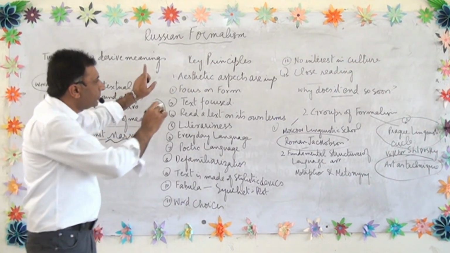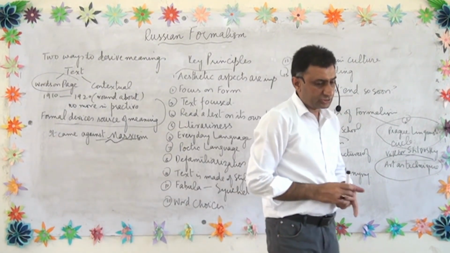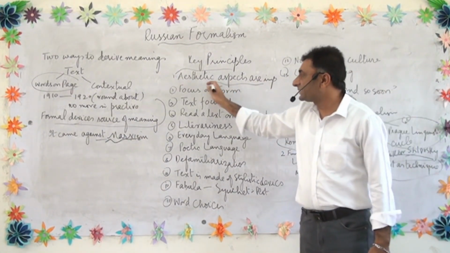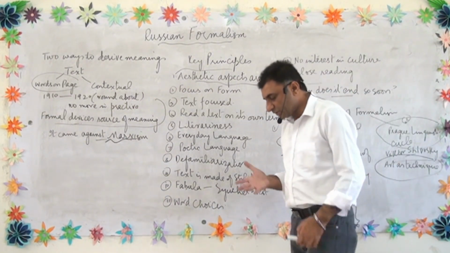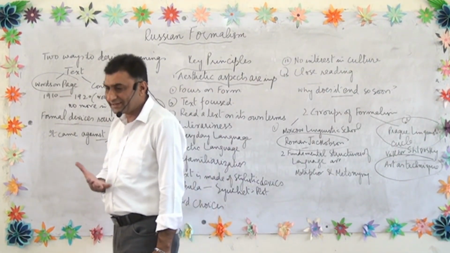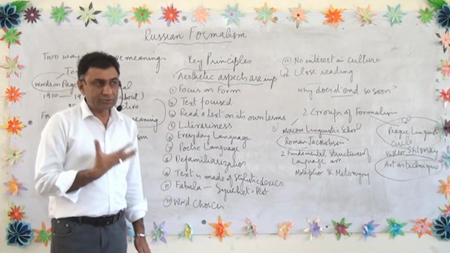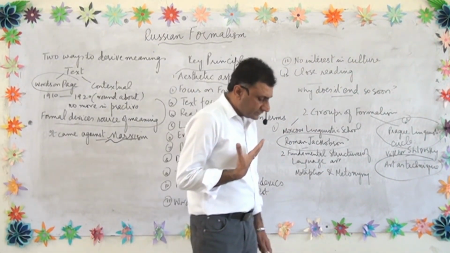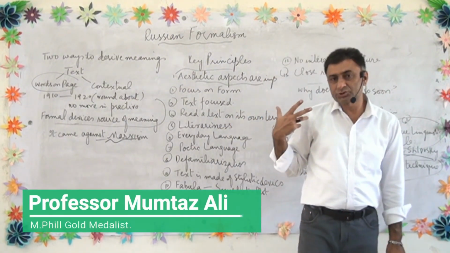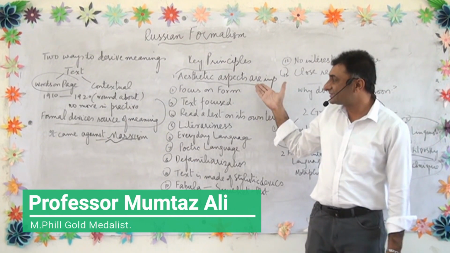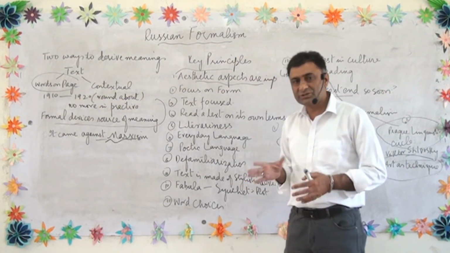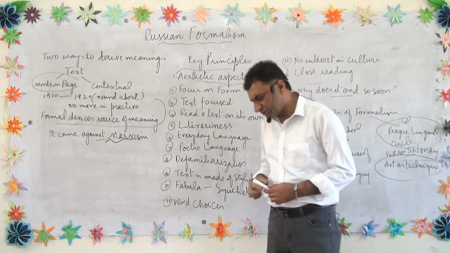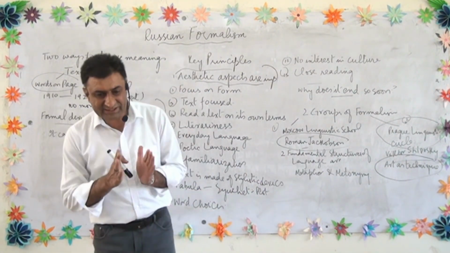As far as the key principles of Russian formalism are concerned, these are very important. These will tell us what Russian formalism actually is. Aesthetic aspects are important, meaning the beauty of the text is important, because only when the beauty of a text is maintained can it give us aesthetic pleasure. If the writer is the source of meaning, then meanings are drawn but no aesthetic aspects, no aesthetic pleasure. If the reader is the source of meaning, still there is nothing like aesthetics. Aesthetics is usually called art for art's sake, meaning that art itself is important.